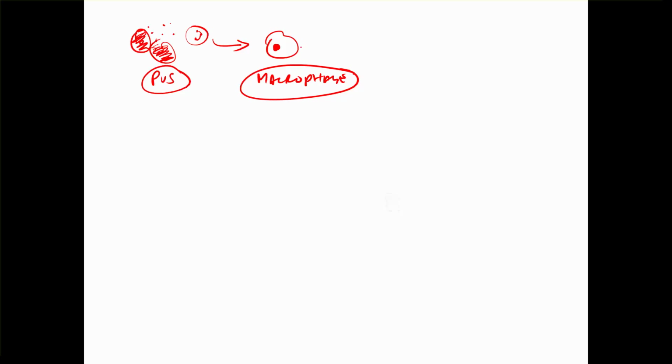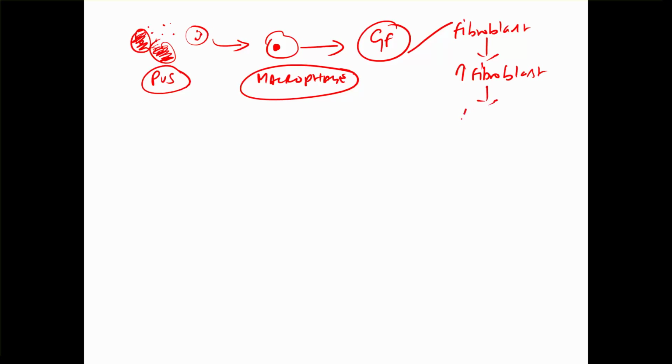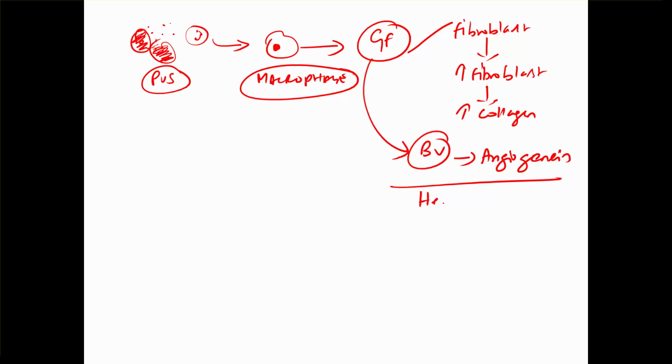And this macrophage will stimulate growth factors. This growth factor will act on fibroblasts, and they will increase fibroblast proliferation, and that will cause increased production of collagen. And this growth factor acts on blood vessels, and new blood vessels are formed. Then that tissue is healed. So the cell involved in healing is the macrophage.